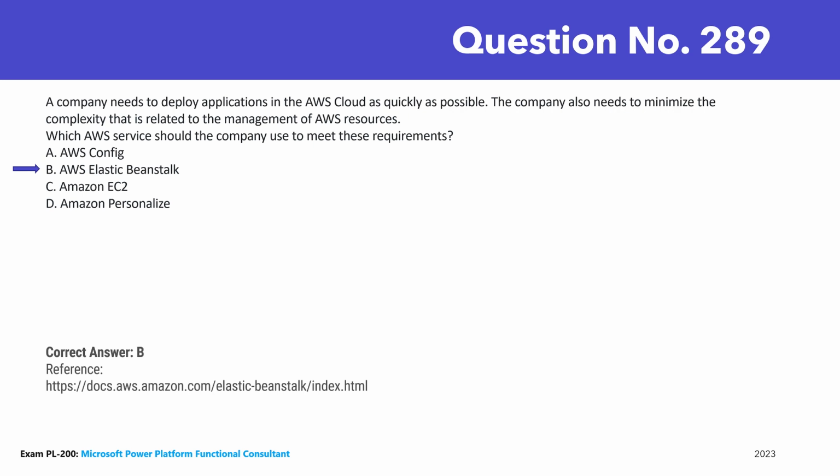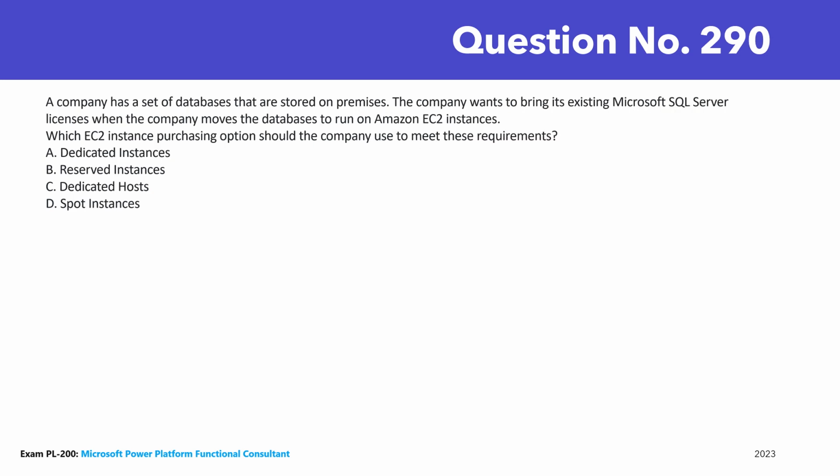A company has a set of databases that are stored on premises. The company wants to bring its existing Microsoft SQL Server licenses when the company moves the databases to run on Amazon EC2 instances. Which EC2 instance purchasing option should the company use to meet these requirements? A. Dedicated instances. B. Reserved instances. C. Dedicated hosts. D. Spot instances. Correct answer, A.